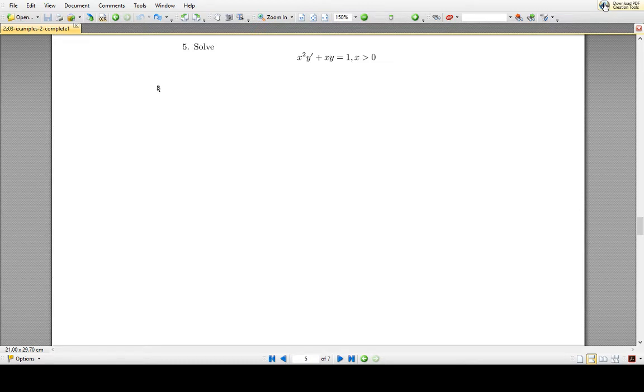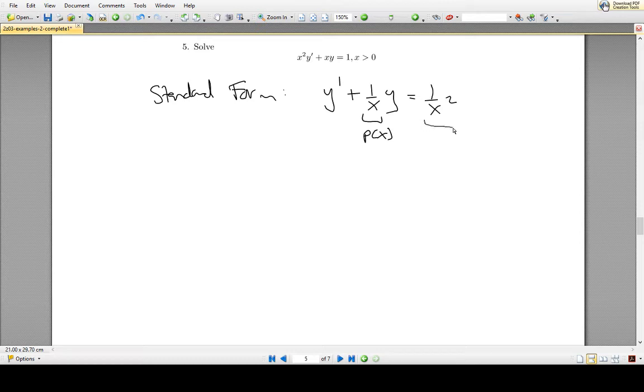So in standard form it looks like y prime plus 1 over x y is equal to 1 over x squared. And of course we're allowed to divide everything by x squared because as long as we're restricting ourselves to x being greater than 0, we are never dividing by 0. So this is totally okay to do. And now we have it in standard form, so we can identify what our p of x is. P of x is 1 over x, and here our q of x is 1 over x squared.